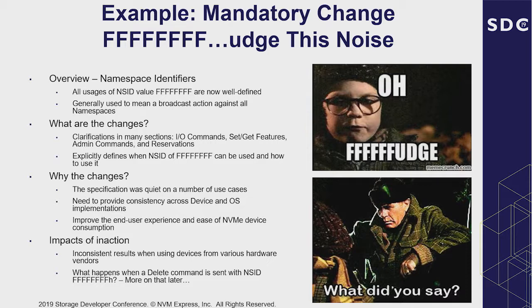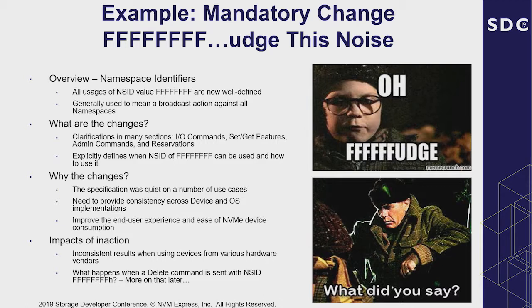One of the things that we want to make sure is clear is, what's the impact of not doing this? My drive's fine. Nobody complains about this stuff. I never hear anything from my customers. Well, this last example we have, what happens when a delete command is sent with NSID FFFF? Do you delete all your namespaces? Do you not delete all your namespaces? I mean, what do you do? That seems pretty obvious, right? It's a broadcast. You should delete everything.